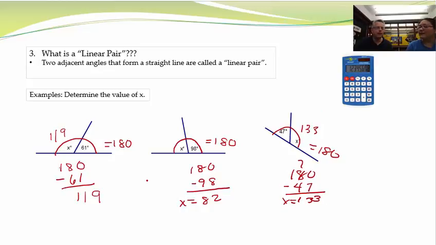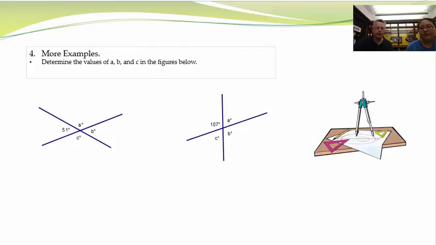All right, very good. Now sometimes they're part of a larger diagram, so we have to kind of recognize. So in this problem, 51 and A make a linear pair. That's how we can solve this. We can kind of go around one angle at a time. So 51 and A add up to 180, so we can just do 180 minus 51 to get the value of A.